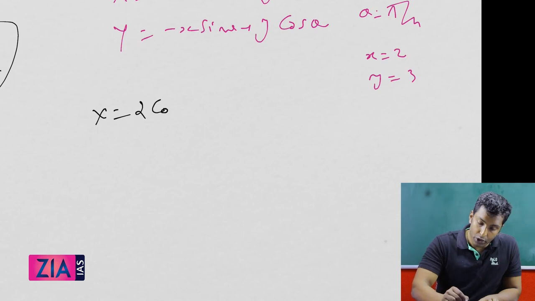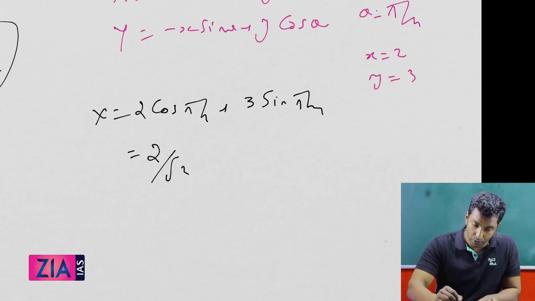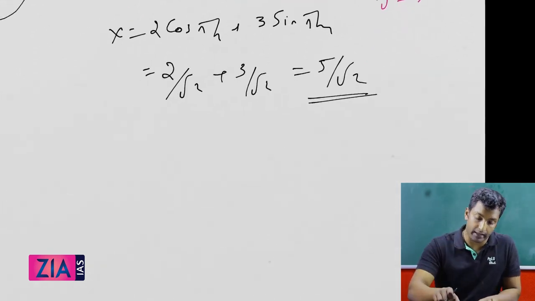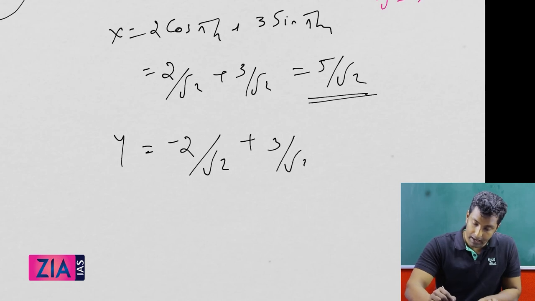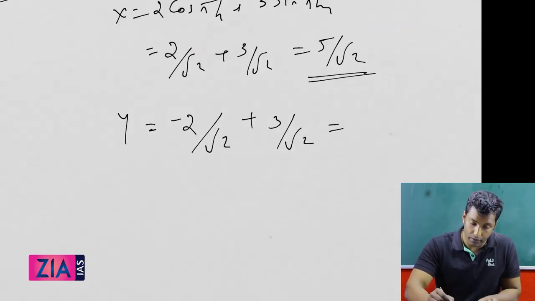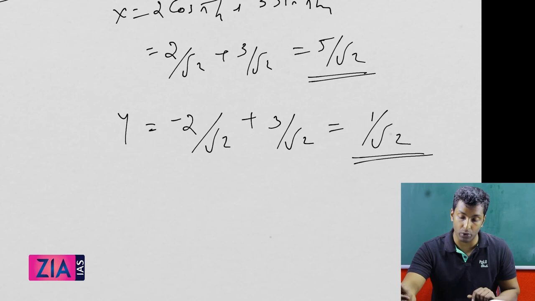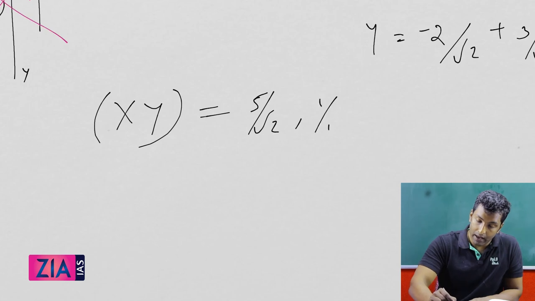So X is equal to 2 cos pi by 4 plus 3 sin pi by 4, which is equal to 2 divided by root 2, since cos pi by 4 is 1 by root 2, plus 3 by root 2. So you'll get 5 by root 2. That's your new x coordinate. Y equal to minus 2 sin pi by 4, I can directly write it as minus 2 by root 2 plus 3 by root 2. Just substituting here, minus 2 plus 3, you will get 1 by root 2. So what are your new coordinates? X comma y is 5 by root 2, 1 by root 2.